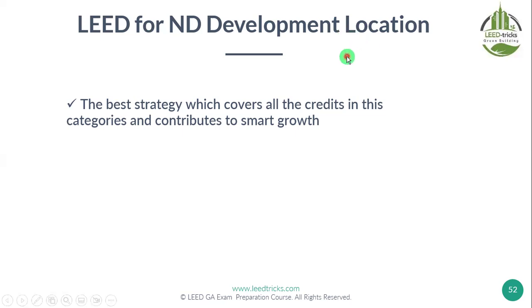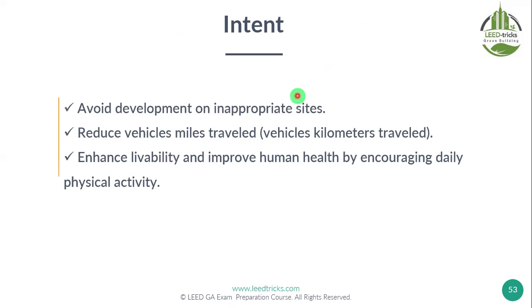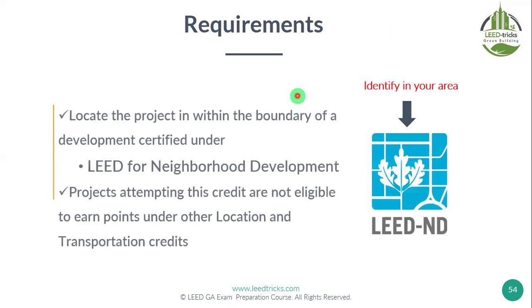Or maybe the owner develops a master plan. He gets ND certification for the master plan. He gets another certification for the building, BD+C. In that case, there will be synergies: LEED ND will benefit your building, and your building will benefit the LEED ND also. You get it? But here it's more than that. It's more interesting.